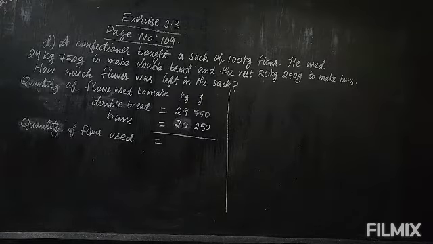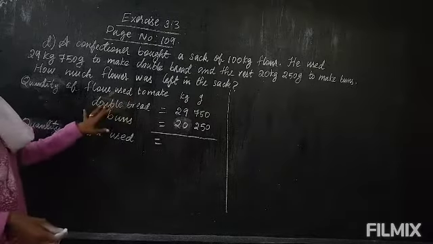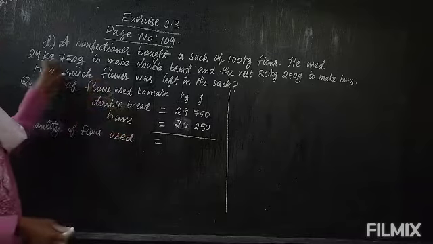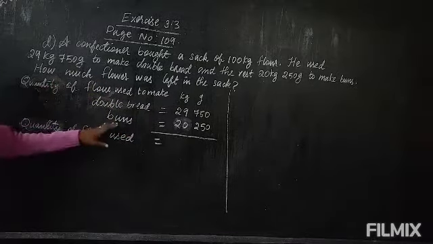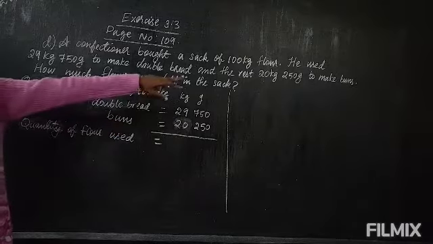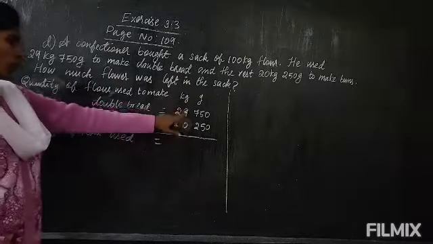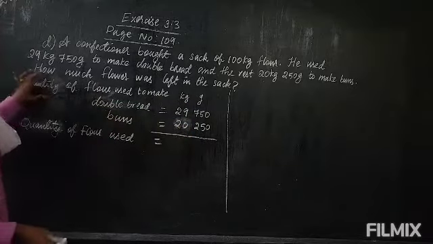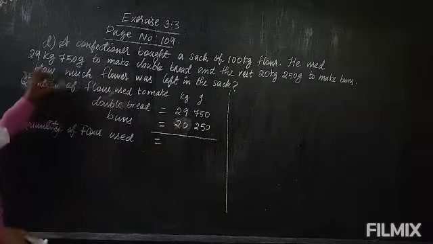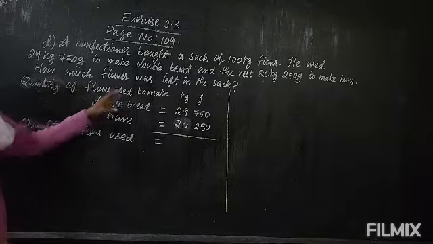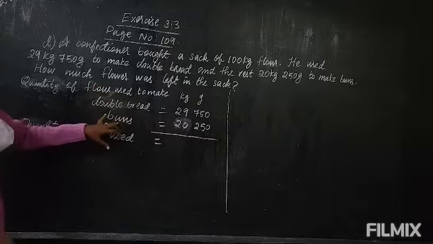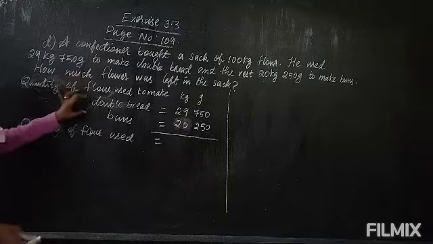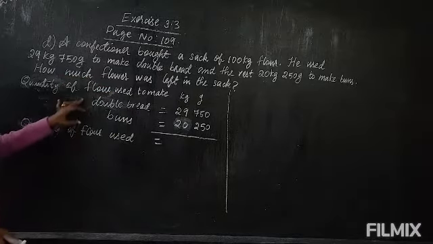Now see the statement I have written. Quantity of flour used to make double bread, that is 29 kg 750 gram. Again you have to write quantity of flour used to make buns, that is 20 kg 250 gram. Okay, you have to arrange them in kilogram and gram. This quantity of flour used to make, this both comes in two sentences. That's why I have written both of them in common in one sentence. Again I have written only double bread and buns here. This both is common for these two.